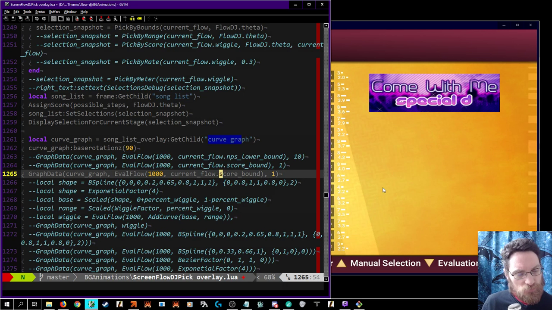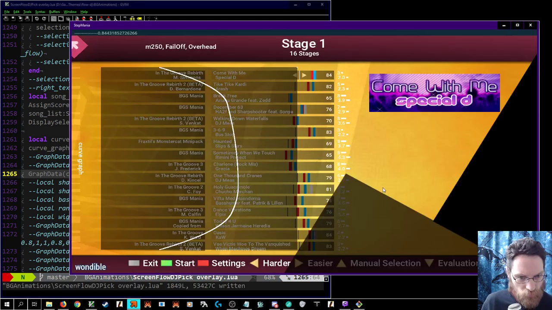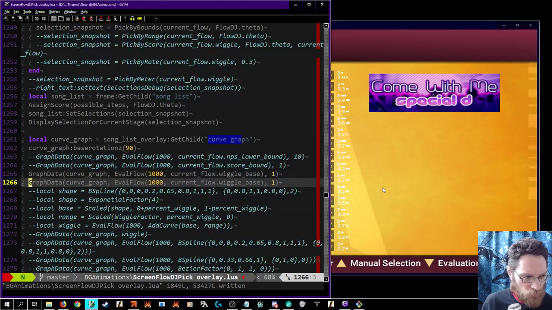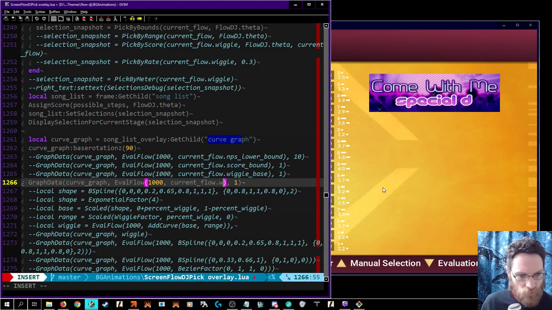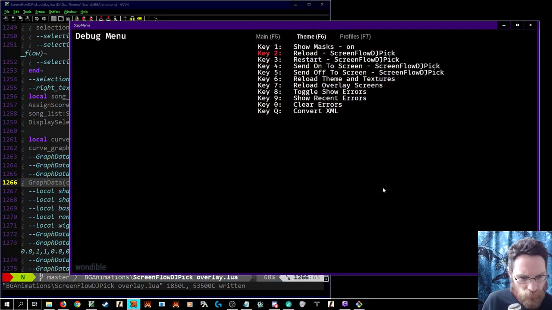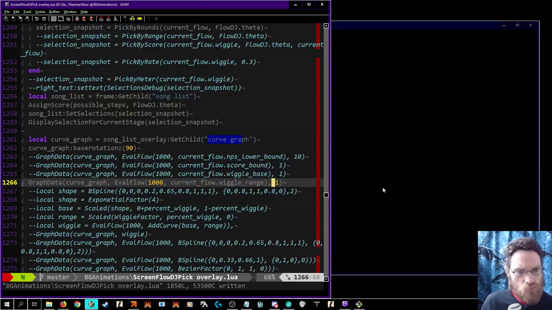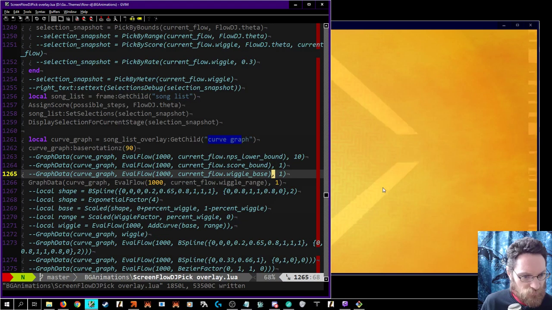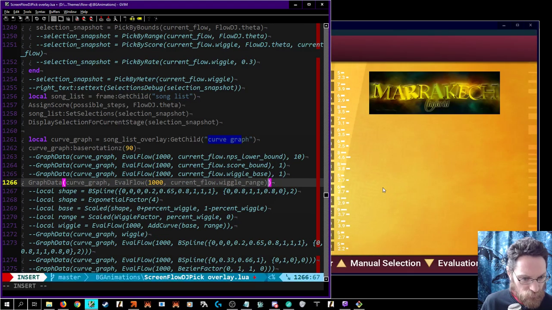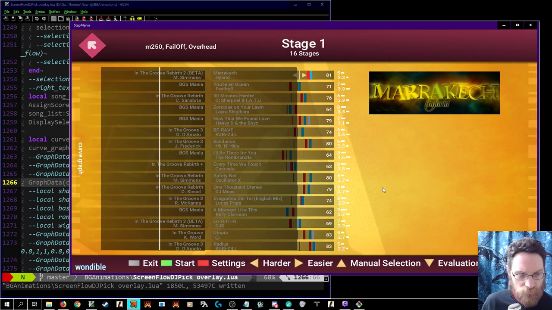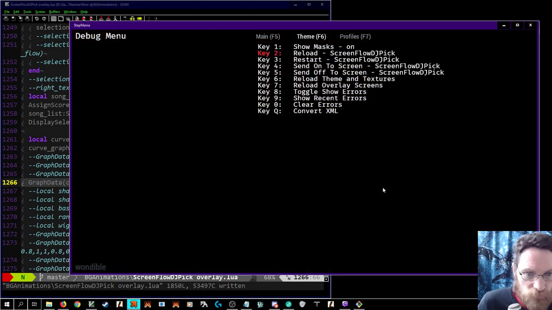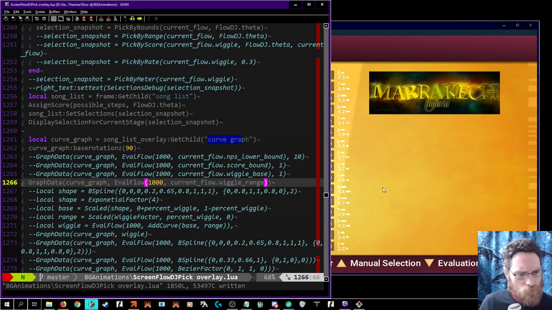And then the wiggle, we've got wiggle base, which is probably a 0-1. Yeah, so that's our baseline curve. Wiggle range is probably a 0-1 or negative, no. Do we have to redo this again? I don't think so. Oh, right, because that's got that as a constant factor. Okay. The amount it can wiggle at each point.